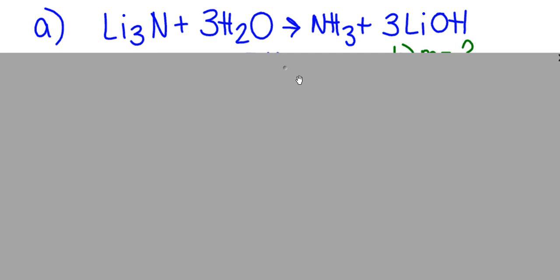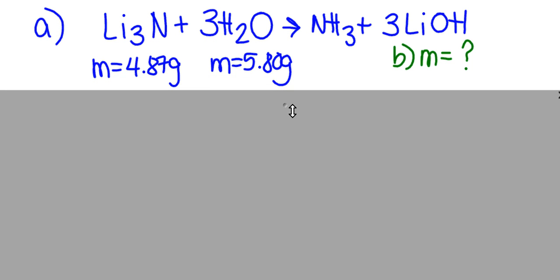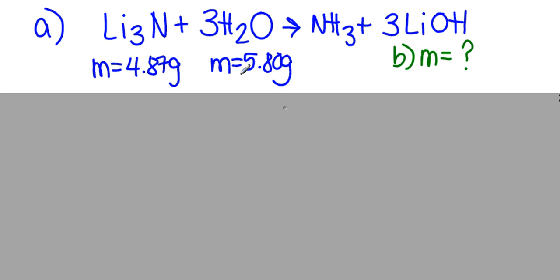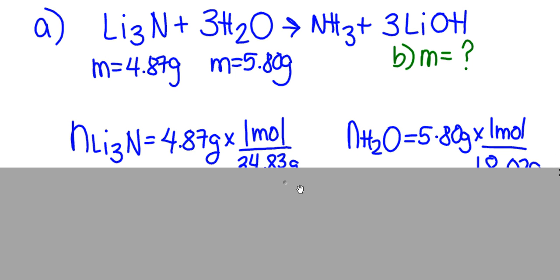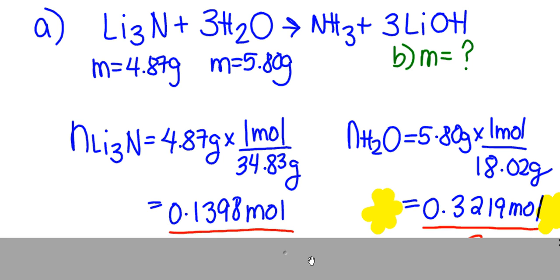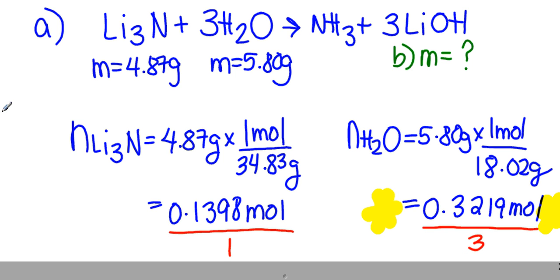Okay, so let's take a look at part A. Part A, we need to find the limiting reactant. So here's your balanced equation. Taking a look at what we're given, we have 2 masses. Which one's going to run out first? So we need to find our limiting reactant. We said the first step, if you have 2 masses, make sure you find the moles. And then once you have the number of moles, divide by the coefficient. So using the molar mass of lithium nitride and the molar mass of water, we get our 2 molar amounts. And then we're going to divide by the coefficients.